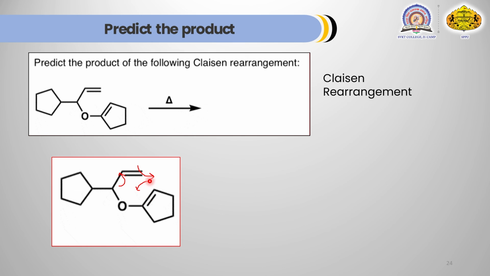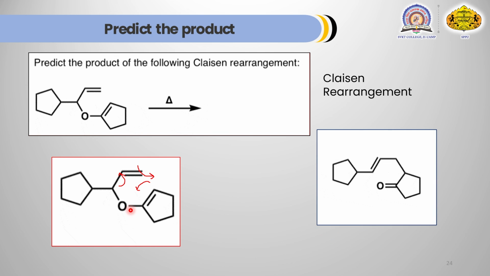There is movement of bonds. This bond is shifted here, this bond is shifted here, and another shift is here. This means a single bond, a sigma bond, is formed, and this bond is going to break. There is formation of a carbon-oxygen double bond. If you do this bond breaking and bond making, this product is obtained. Hence the product of this reaction is this.